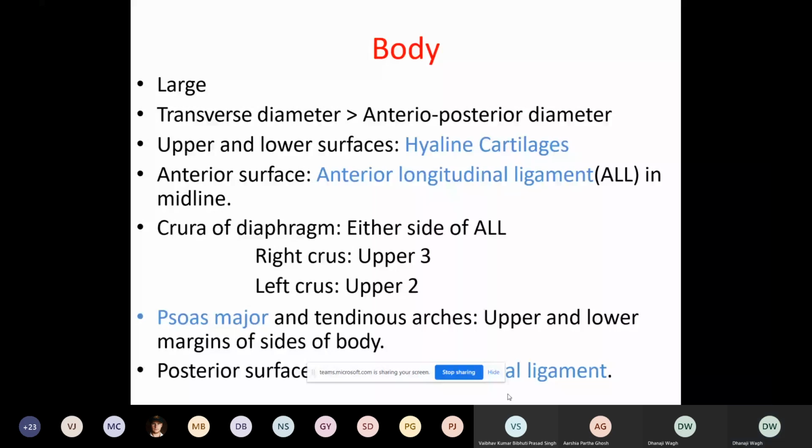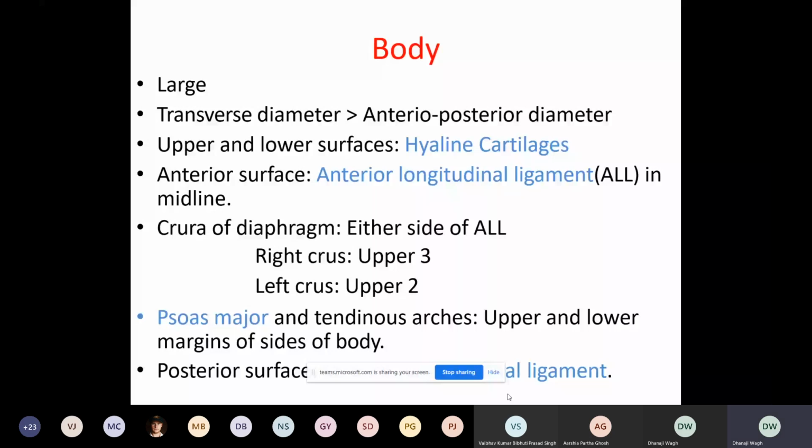Then the crura. Remember here, this is why it is mainly asked as an MCQ question in the Viva. The attachment of the crura: the right crus to the upper 3 vertebrae and the left crus to the upper 2. Then psoas major and tendinous arches are attached at the upper and lower margins of the sides of the body, and on the posterior surface a ligament is attached.